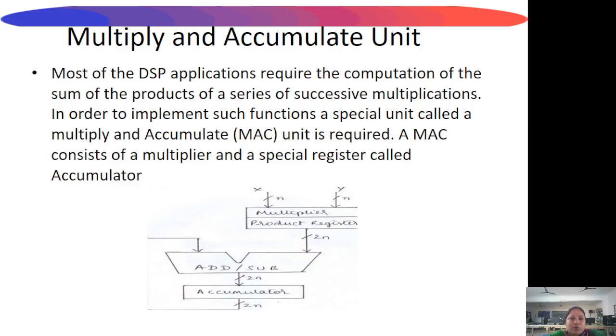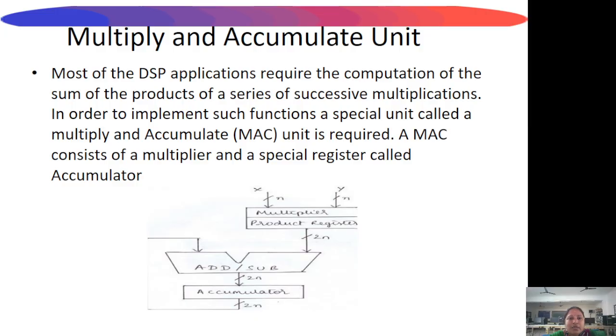Next slide is about the multiply and accumulate unit. Most DSP algorithms involve repeated multiplication and addition operations. Examples include FIR filters, IIR filters, and convolution. To efficiently perform these operations, DSPs use a multiply and accumulate unit. Simply, we call it a MAC unit.